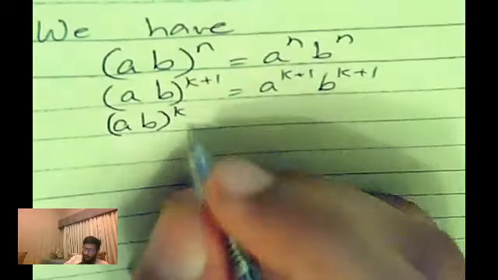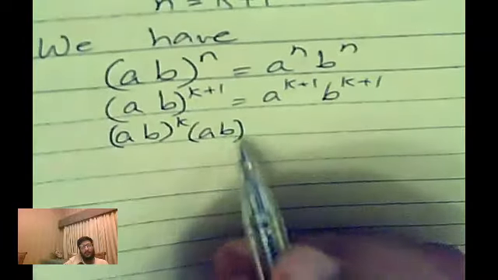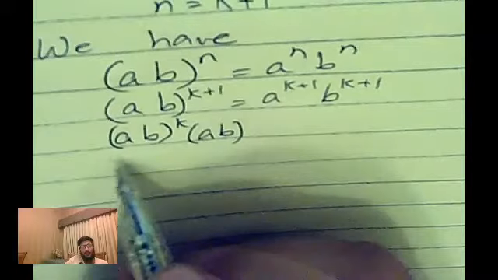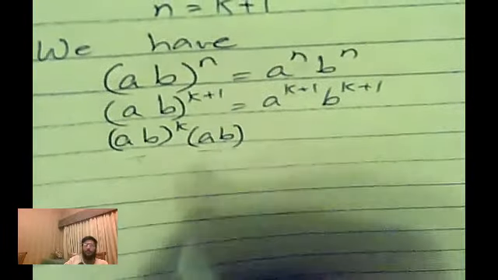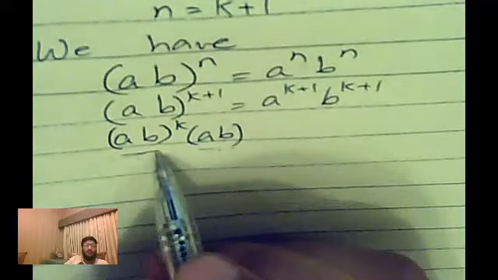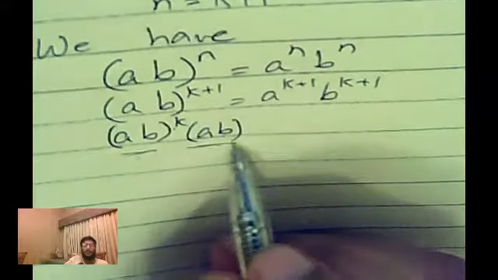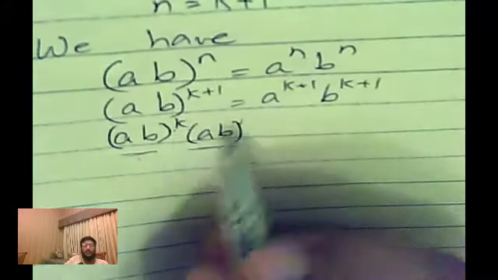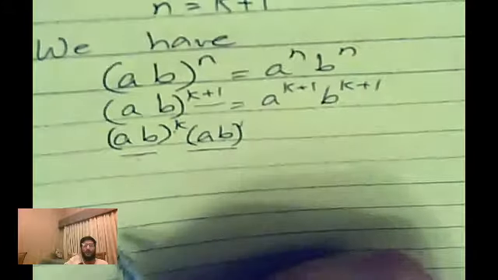We can write this as (ab)^k multiplied by ab. Why can we write this? Because if the bases are the same, ab and ab are the bases, their powers shall add up. The power of this ab right there is k, and the power of this ab is 1. And their powers add up to become (ab) raised to the power k plus 1.